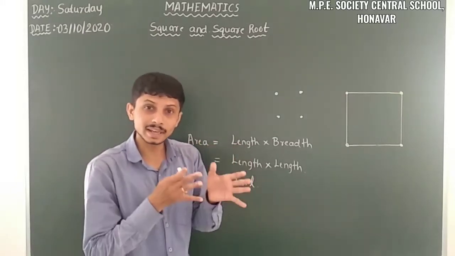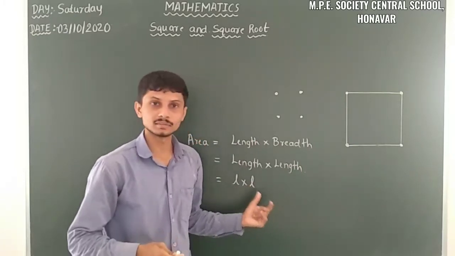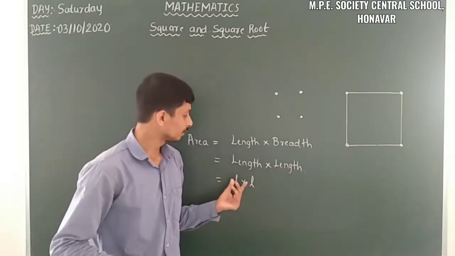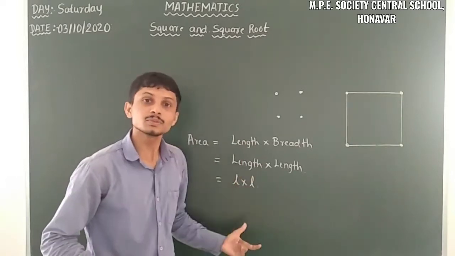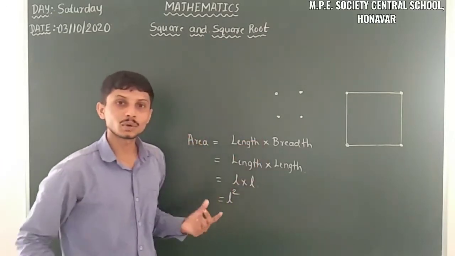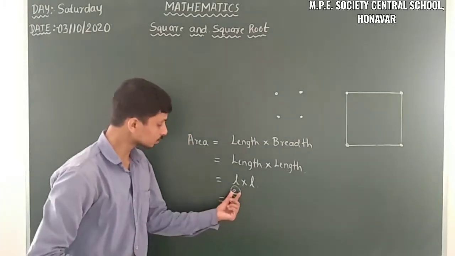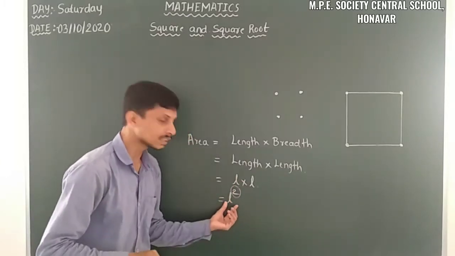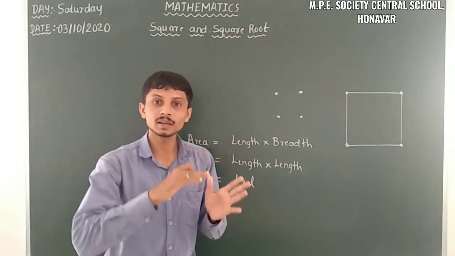When we find out the area of this square, we have L into L. The length of both sides are equal, adjacent sides are equal. That's why the area of a square is L into L. We write it as L square. That means this is the square. This exponent indicates that we have to multiply this number 2 times.